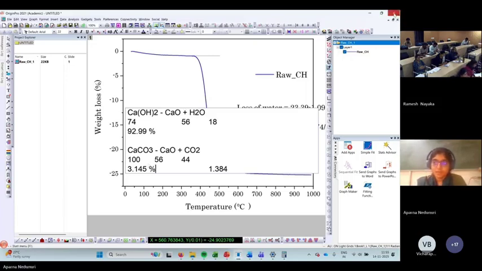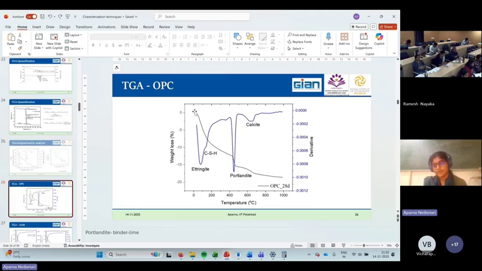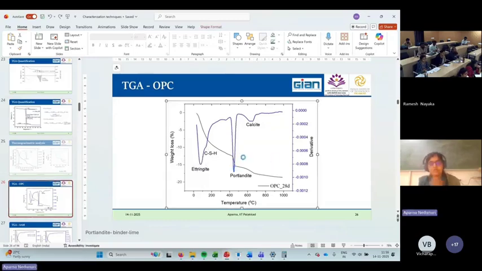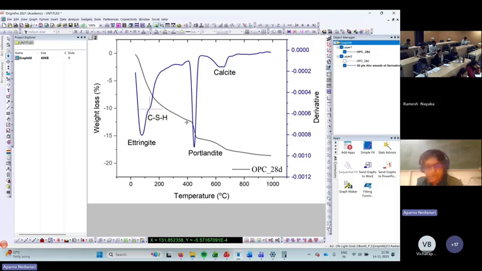Now, if we see hydration of OPC, this is an OPC sample at 28 days. We have seen a continuous weight loss till 400, then a significant weight loss near 400 to 500, and again a weight loss near 500 to 700 degrees centigrade. If we see the DTG curve, although it appears smooth and continuous, there are different humps. The first hump corresponds to loss of water from ettringite, somewhere near 72 degrees centigrade. The second is near 100 degrees centigrade, due to loss of water from CSH. Near 450 degrees centigrade is dehydration of portlandite, and near 650 degrees centigrade is decarbonation of calcite.